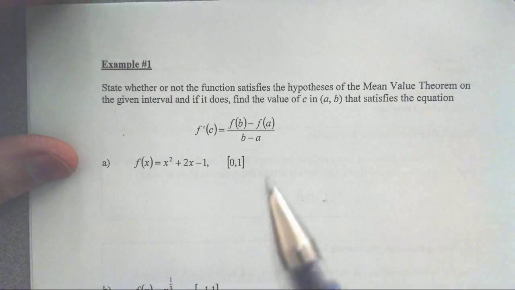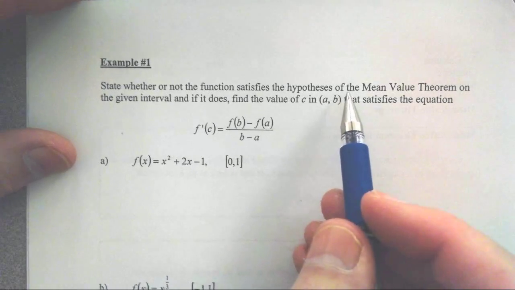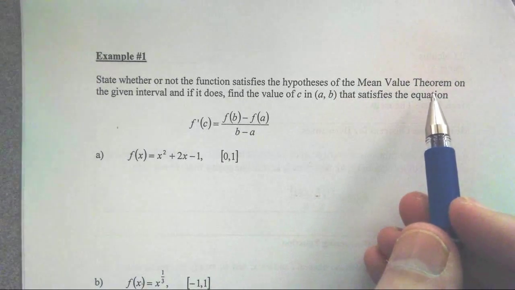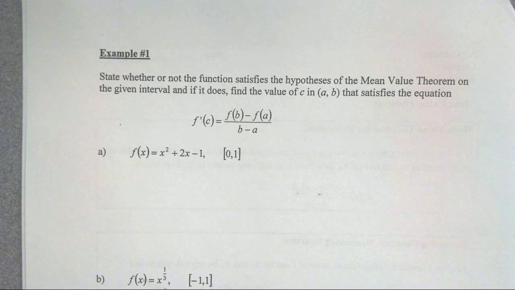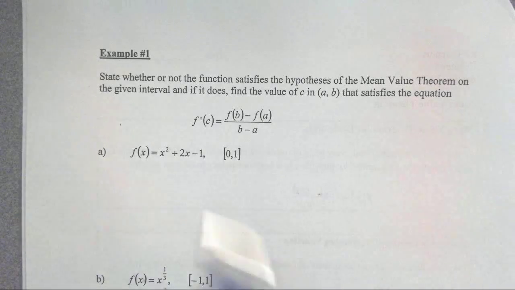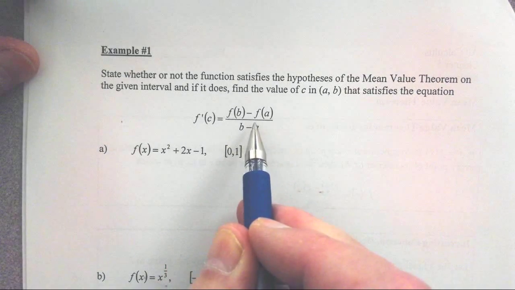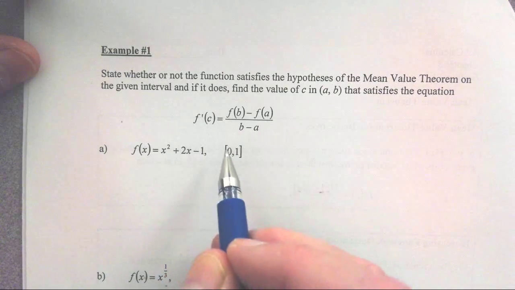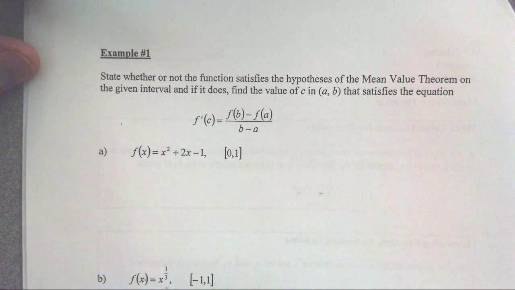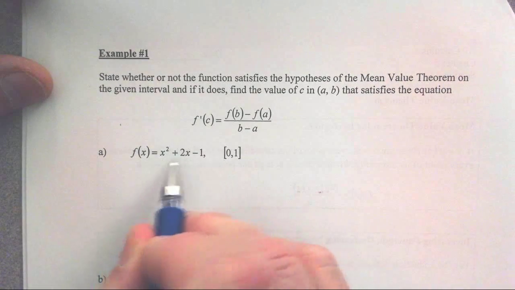Example 1, state whether or not the function satisfies the hypothesis of the mean value theorem. So do we remember what it is? Has to be a continuous curve, has to be differentiable at all points. If so, then here's our formula that applies. It says somewhere along the curve, the slope of it has to equal the slope of the starting point to the ending point. Well, we know about this graph.